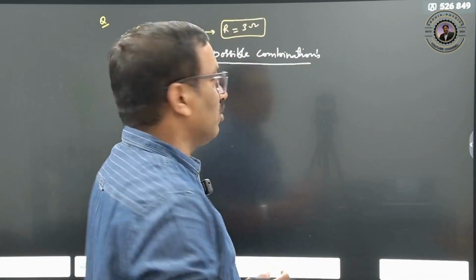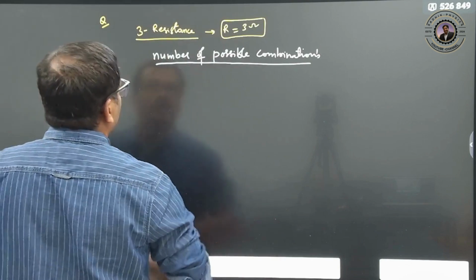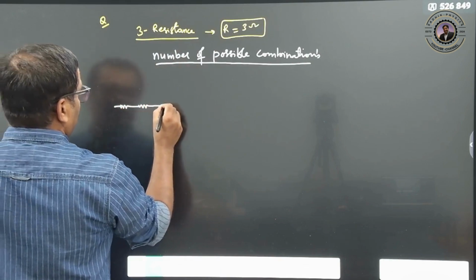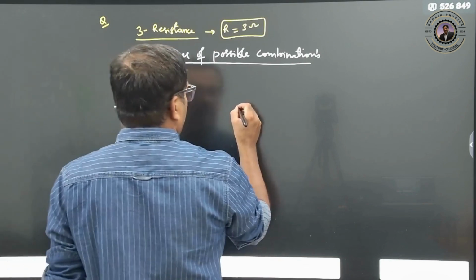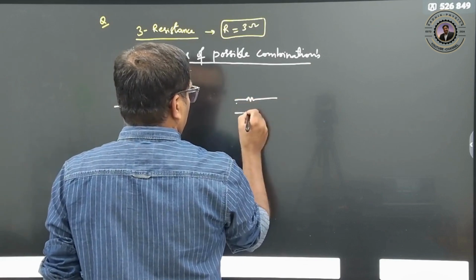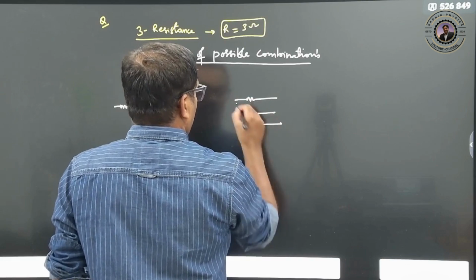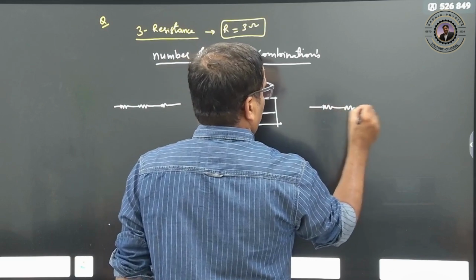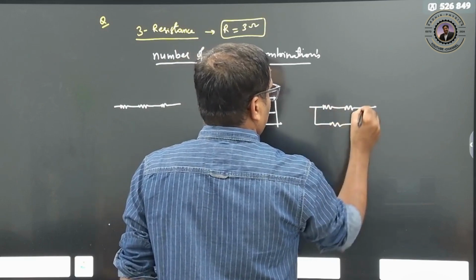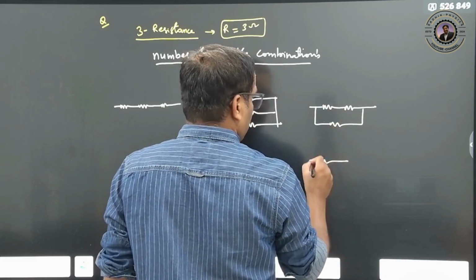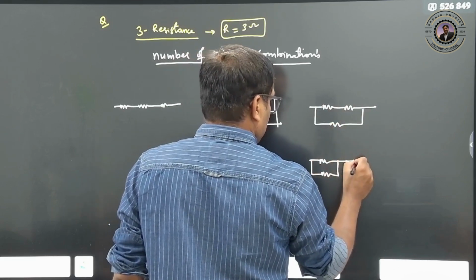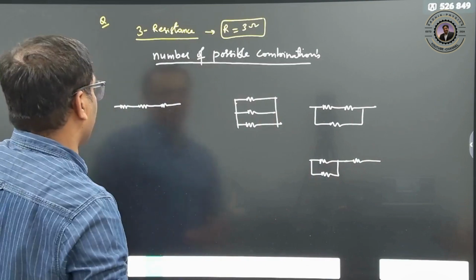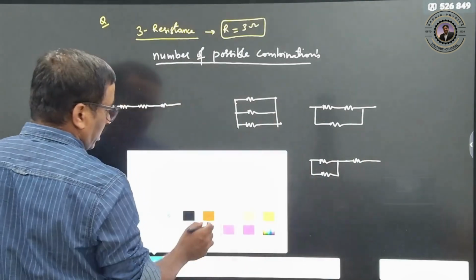I will also tell you one formula at the end. 3 identical resistors are there, therefore first I can connect them in series, and another way I can connect them in parallel. So 2 are in series and one is in parallel, and 2 are in parallel with a series. More than this you cannot expect. Therefore here we will calculate the equivalent resistance.